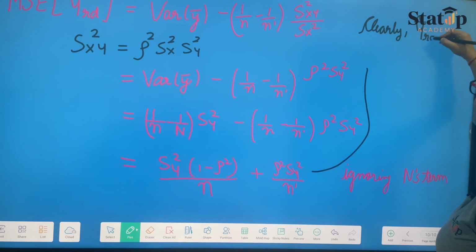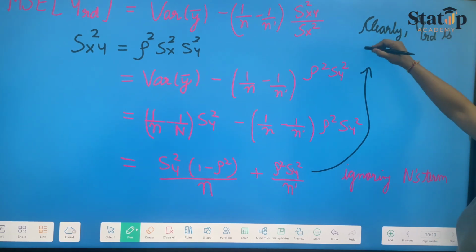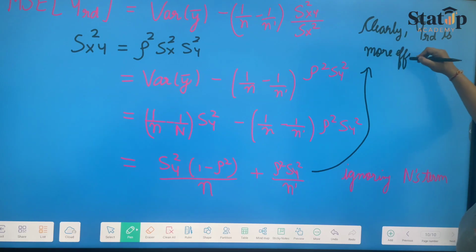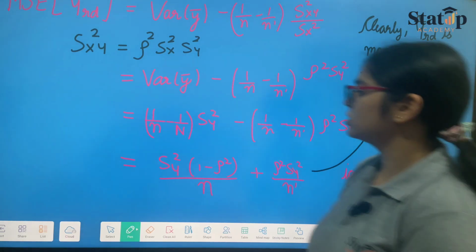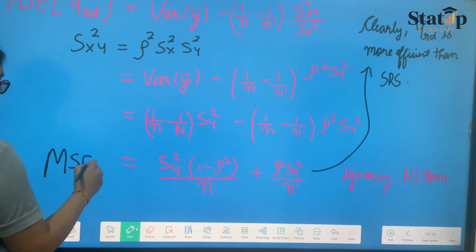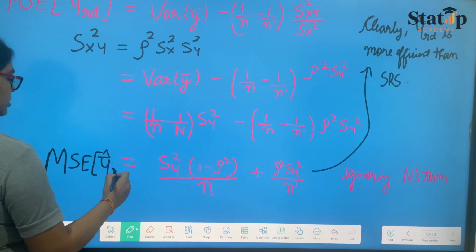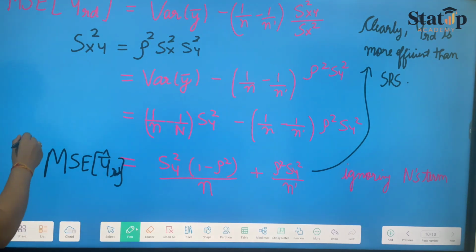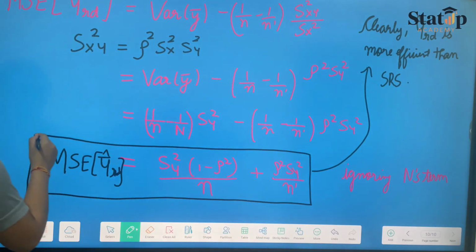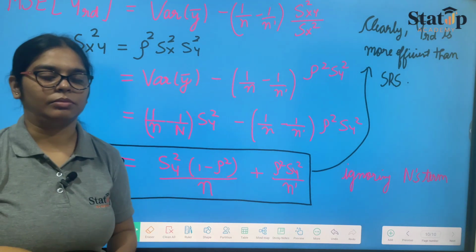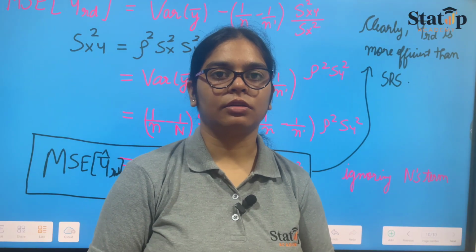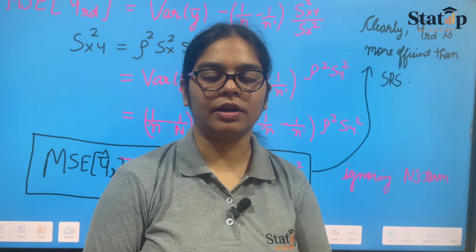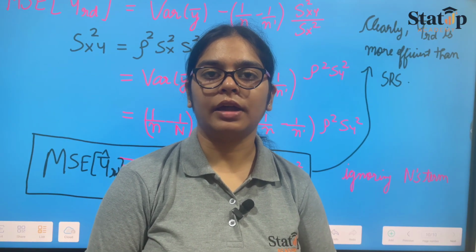And from here only we can say clearly that the regression estimator in double sampling is more efficient than simple random sampling, because this is the MSE of the regression estimator, which is more efficient than simple random sampling. And this is the formula for MSE of regression estimator in double sampling. So this completes your topic, regression estimator of double sampling. All the three estimators, ratio estimator, product estimator, and regression estimator, we have done, both their biases and their MSEs.